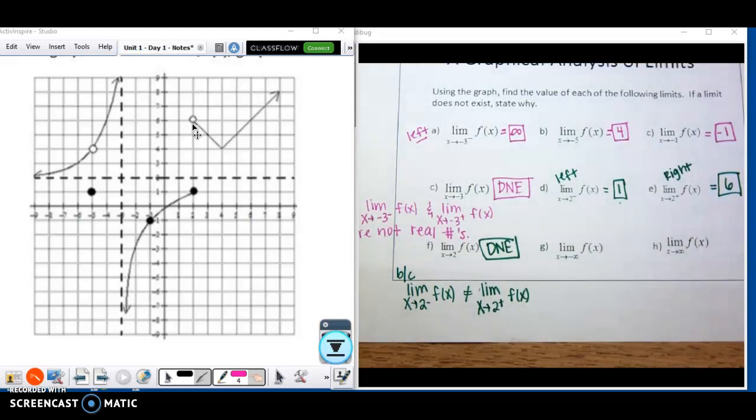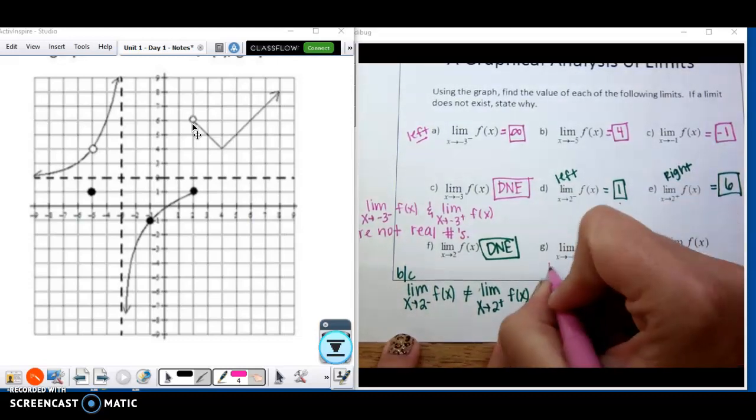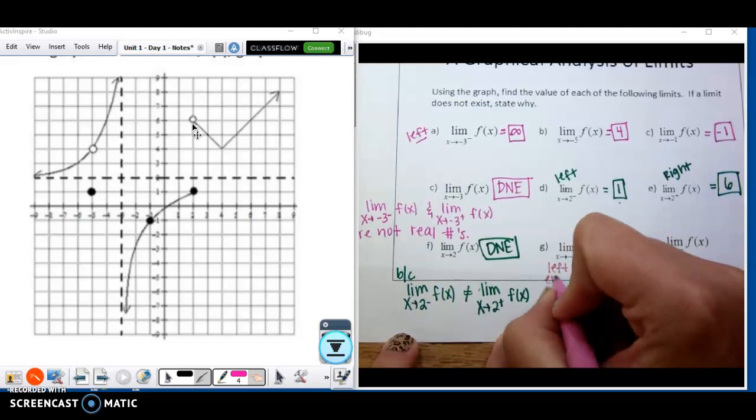Alright, and then part G, the limit as x approaches negative infinity. So guys, when it says x approaches infinity or negative infinity, they're talking about the end behavior. So they're really referring to the left end behavior here.